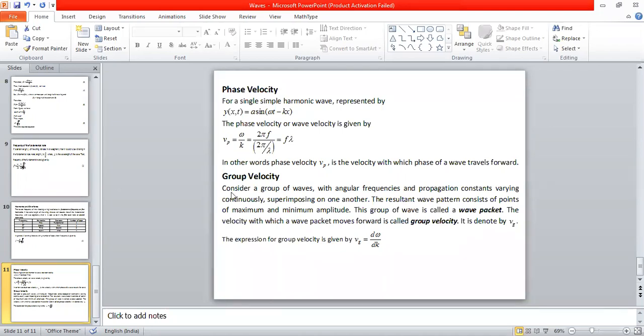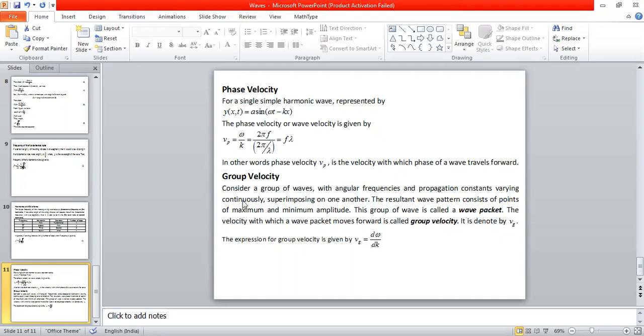Okay. Now let us try to understand one more thing. This is the last topic for today's session, group velocity. There is one more velocity associated with waves. I am saying waves, not wave. Group velocity comes into the picture when there are a large number of waves. Phase velocity comes into the picture when there is only a single simple harmonic wave. If there are a large number of waves traveling together, then rather than phase velocity, it is group velocity that we are interested in.